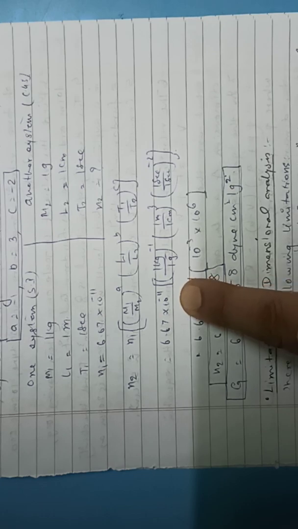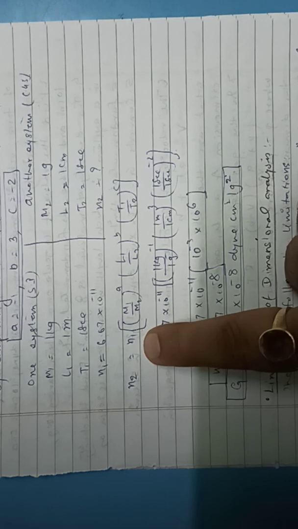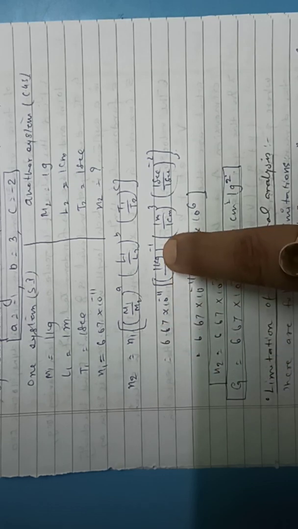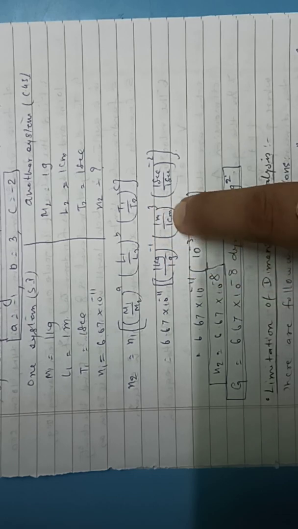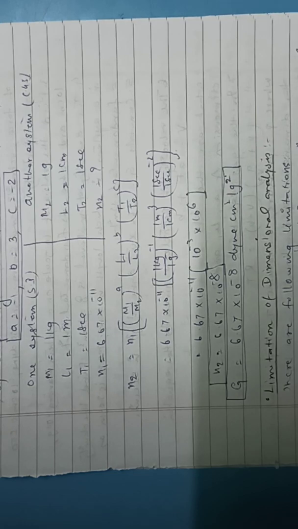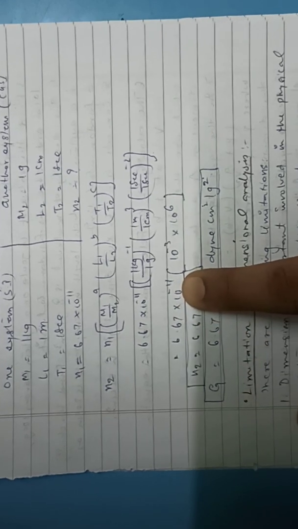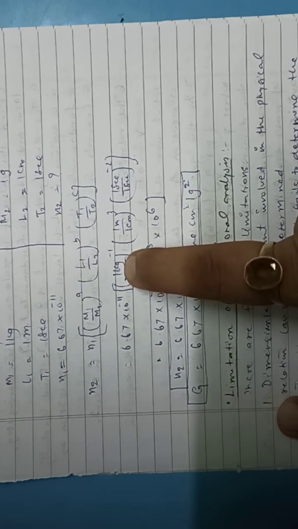Put all the values from this table, then you write n1 is equal to 6.67 into 10 to the power minus 11, 1 kilogram by 1 gram to the power minus 1, 1 meter by 1 centimeter raised to power 3, 1 second by 1 second to the power minus 2. Second cancels out, so we solve it and we get 6.67 into 10 to the power minus 11 and into 1 kilogram is equal to 1000 gram.